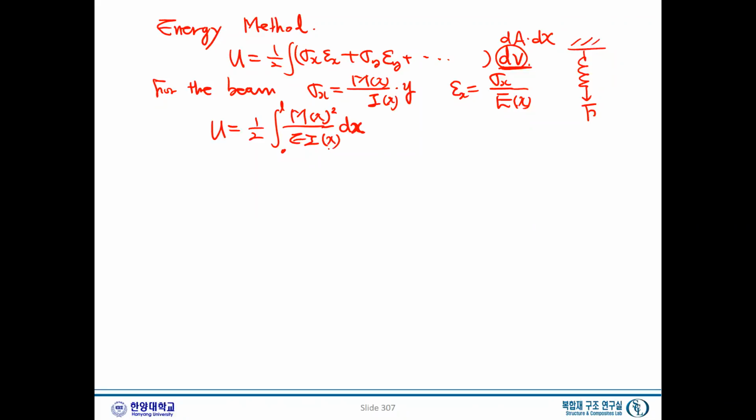If you have some divisions of the beam, each division has its own length, L1, L2, and so on. In each, the moment can be assumed constant: moment 1 and moment 2, with EI1 and EI2, and so on. So this is the strain energy.